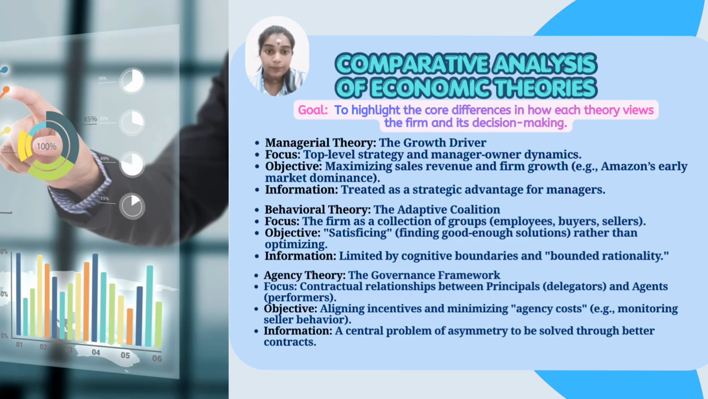Second, behavioral theory. This views the firm as an adaptive coalition. It acknowledges bounded rationality, where we focus on satisficing, finding good enough solutions rather than perfect ones. The third one is agency theory. This is our governance framework. It addresses the information asymmetry between owners and managers, aiming to align incentives and reduce agency costs.